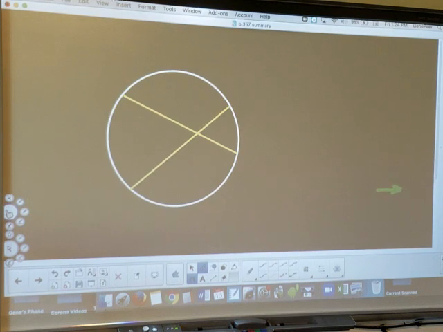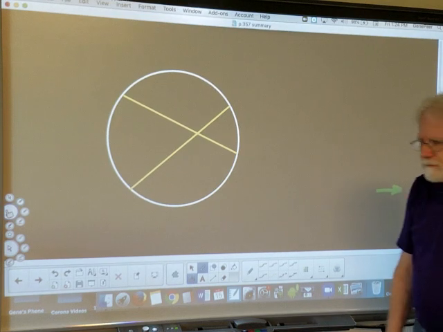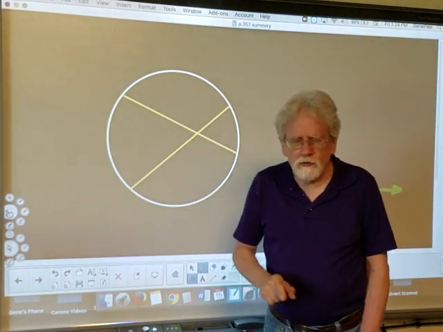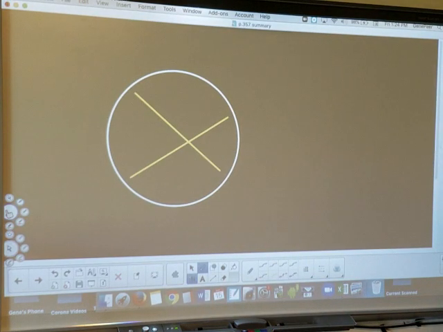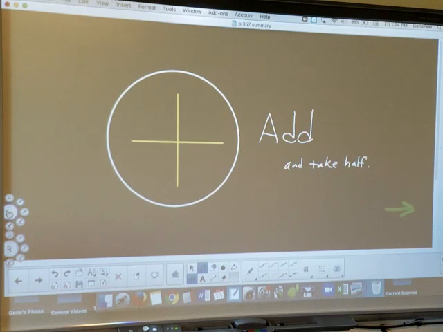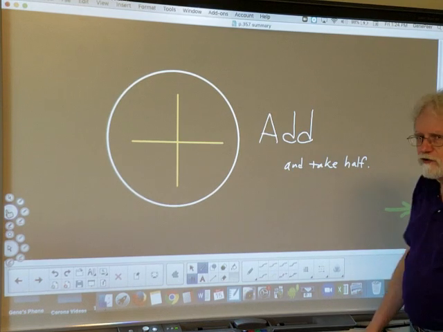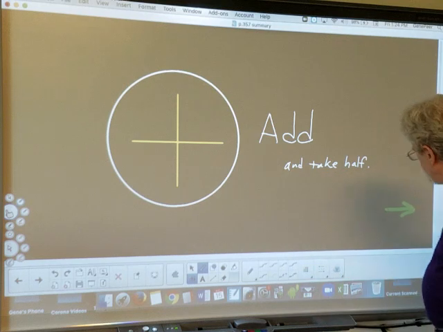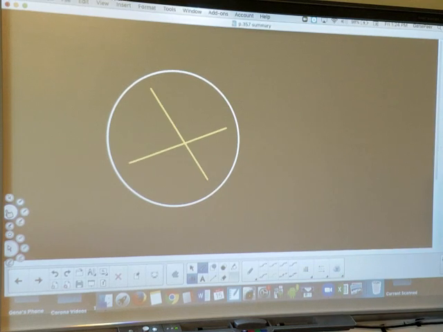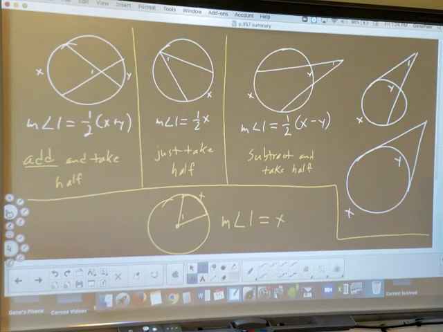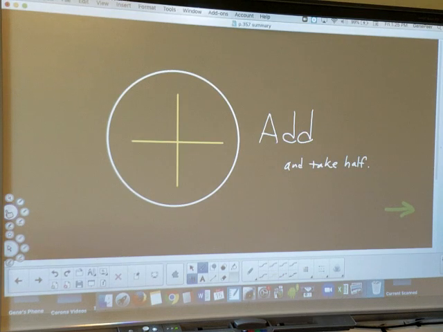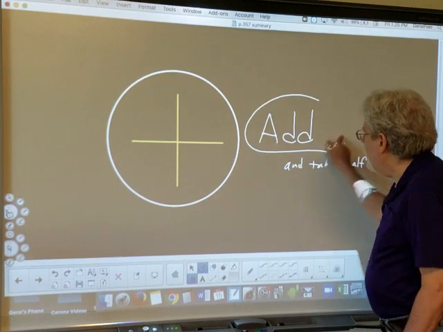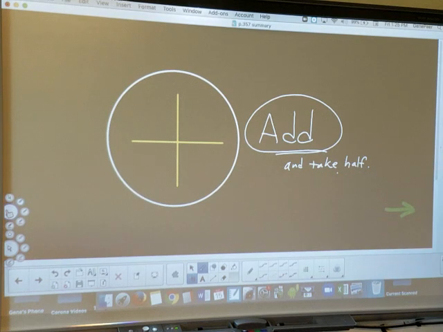All right, here's a way to remember it. When they meet inside the circle, what do you do? You add and take half. Watch this. I'm going to rearrange those a little bit, and with a little imagination, they look like a plus sign. If you take two chords that meet inside the circle and apply a little imagination, you can envision them looking like a plus sign, which reminds you to add and take half.